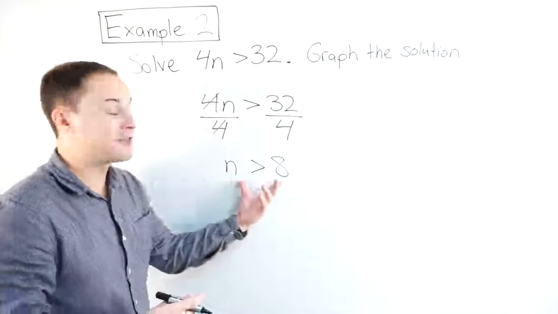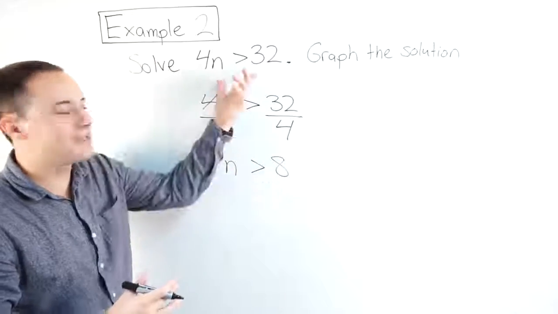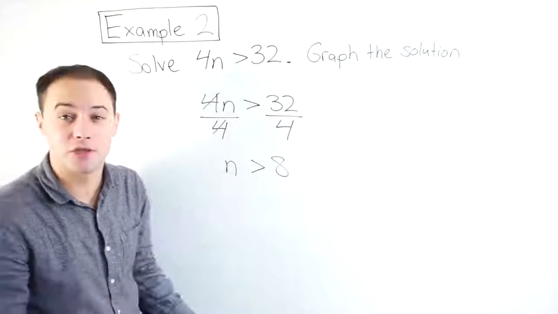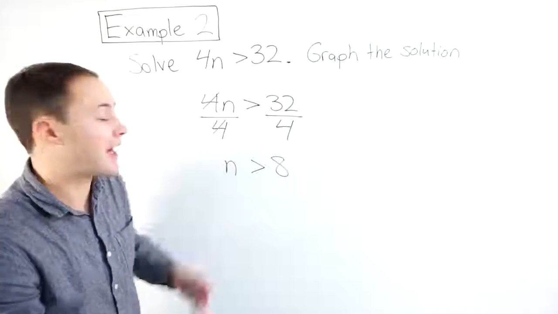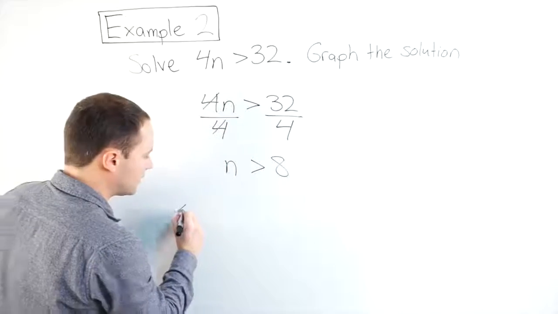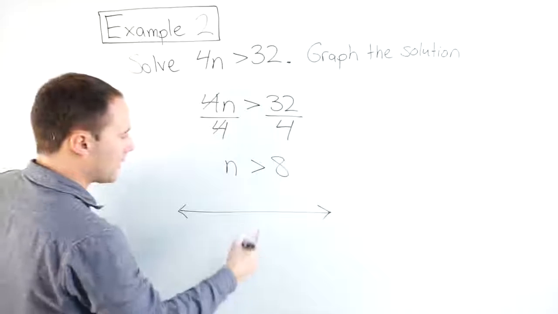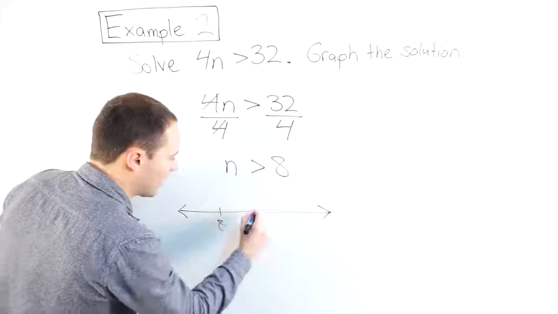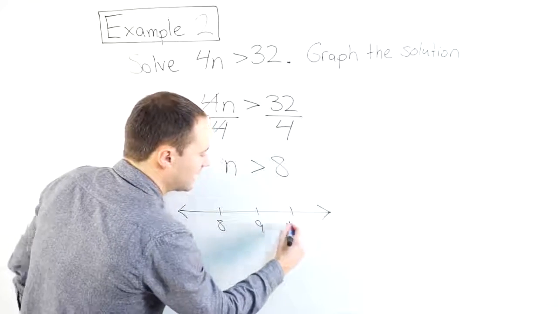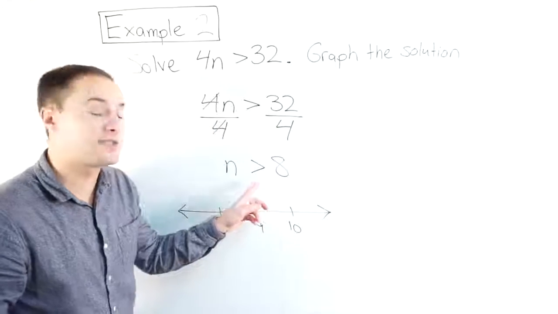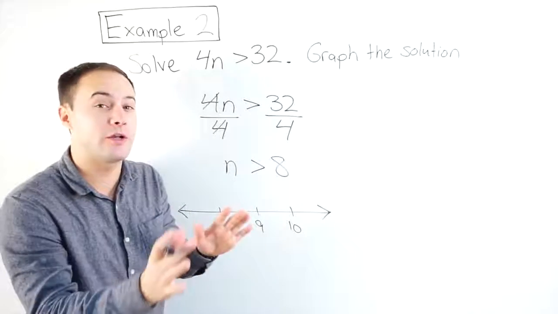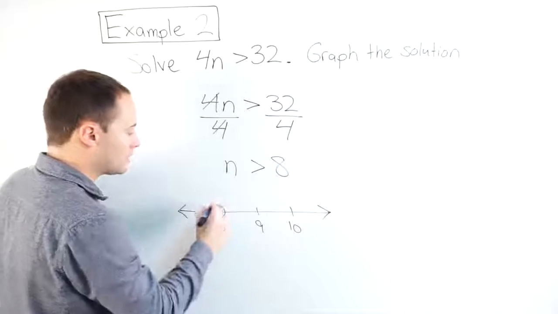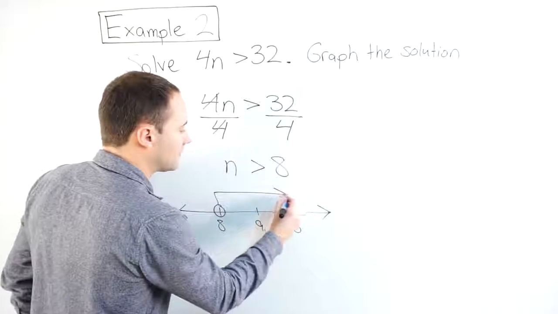Okay. This represents all my solutions to this inequality. Any number that's greater than 8 would be a solution to this inequality. So let's graph that. Here is a quick little number line. I'm going to be at 8. Let's say 8 is here. Let's go 8, 9, 10, something like that. At 8, because it's greater than, it's not greater than or equal to, I'm going to have an open circle, and greater than means the arrow's going to the right.